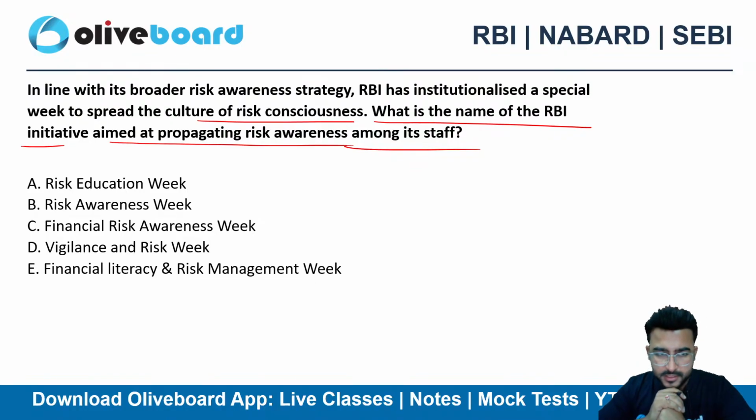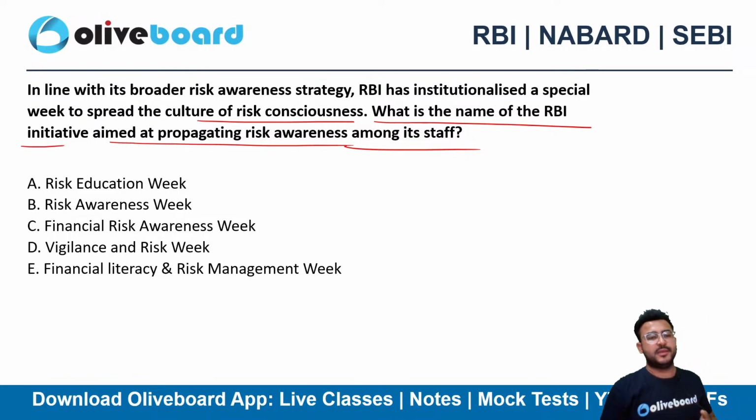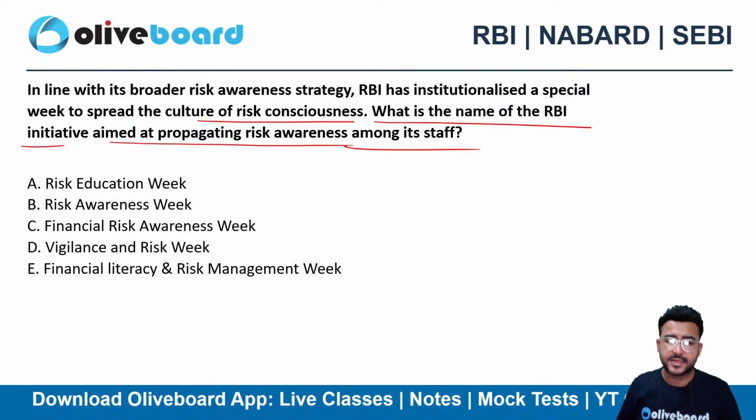So there is a week, just like we do have financial literacy week. Option A, risk education week. Option B, risk awareness week. Option C, financial risk awareness week. Option D, vigilance and risk week. Option E, financial literacy and risk management week. What should be the correct choice here?